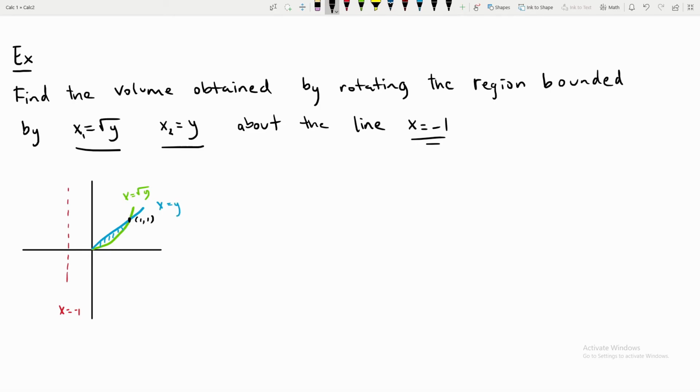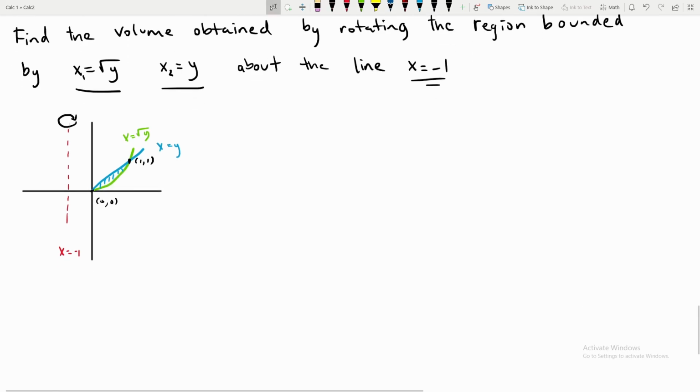Now, again, these are the same exact functions from the last example, so they will have the same points of intersection, being (0, 0) and (1, 1). However, I've also included this line x equals minus 1 because we are told to rotate about it. And what that will mean is that we will be rotating this area around this x equals minus 1 line. Now the next thing to do is to draw a quick 3D sketch of what this shape will look like when rotated.